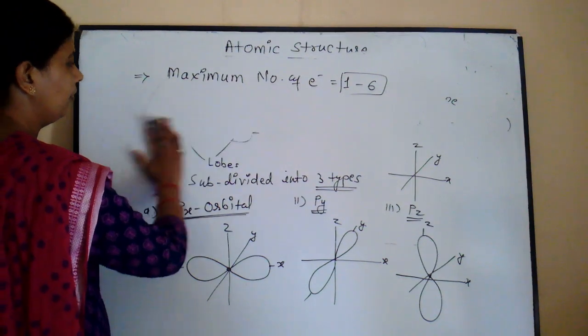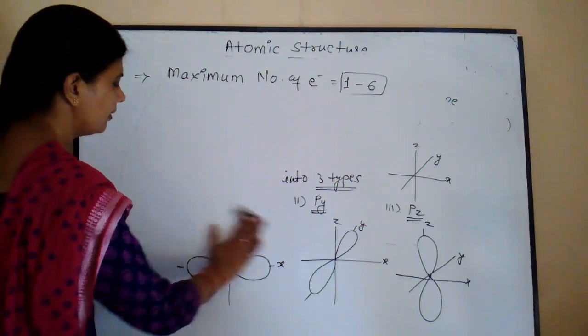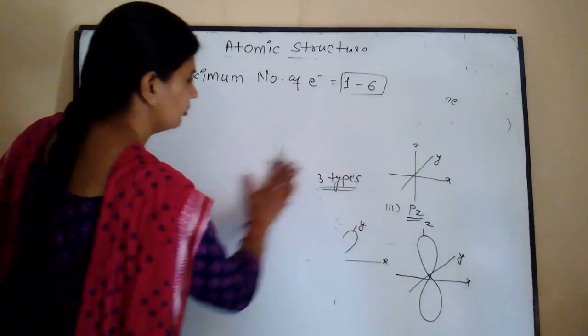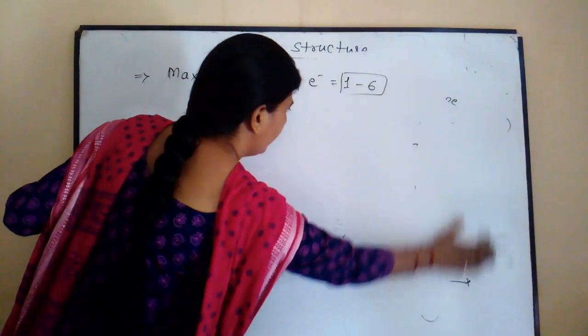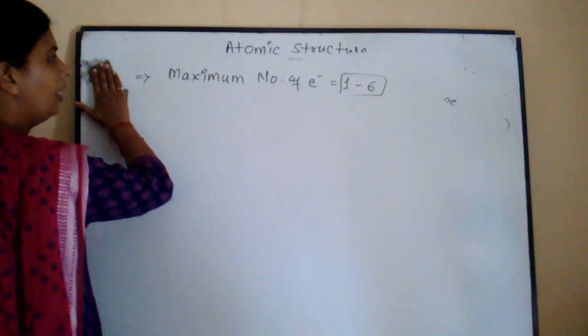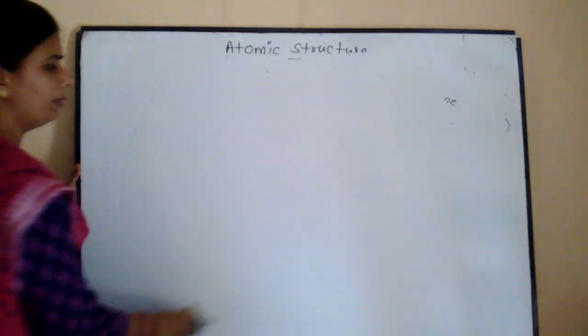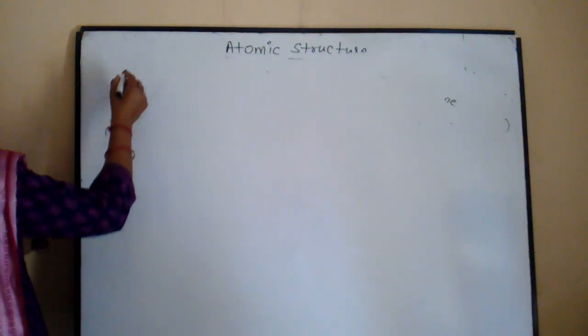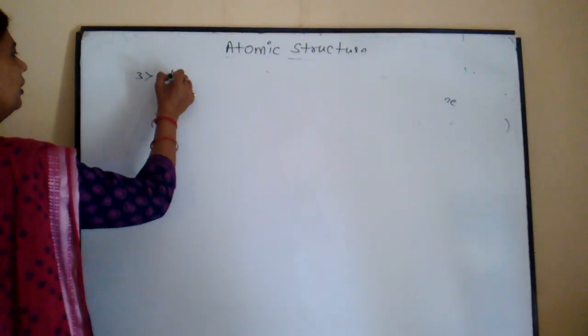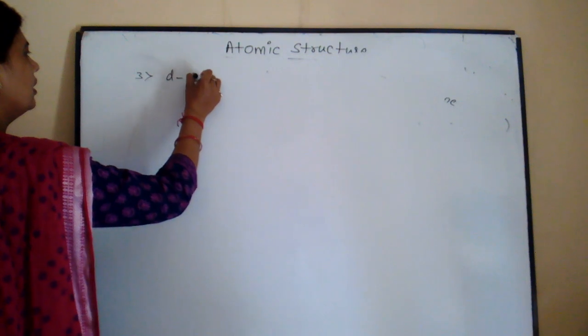After p orbital, we see d orbitals. P orbital is dumbbell shape, and d orbitals are double dumbbell in shape. Third is d orbitals.